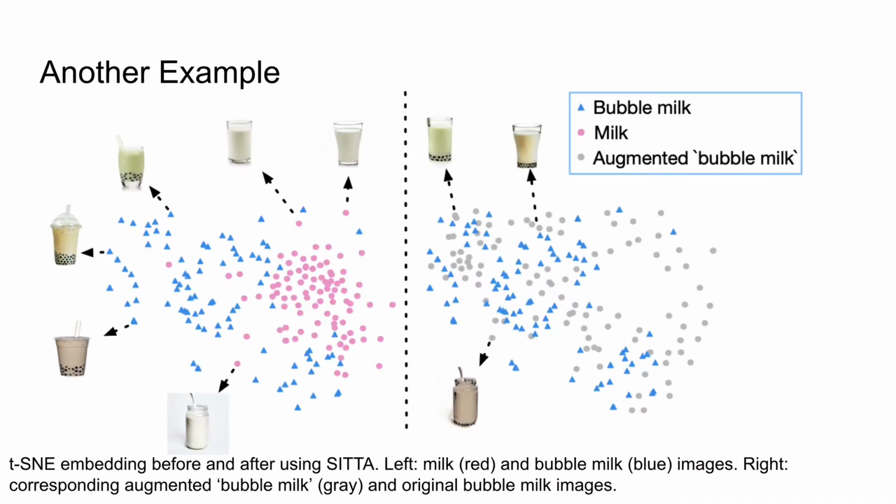In this figure, we illustrate an example of generated bubble milk images by translating the texture of bubble milk to milk images. We visualize the image distribution using t-SNE. We collect 100 natural milk images and 100 natural bubble milk images from the web, shown on the left. On the right, we can see that SITTA bubble milk images align well with the original bubble milk images, which hints at the efficacy of SITTA for semantic data augmentation.